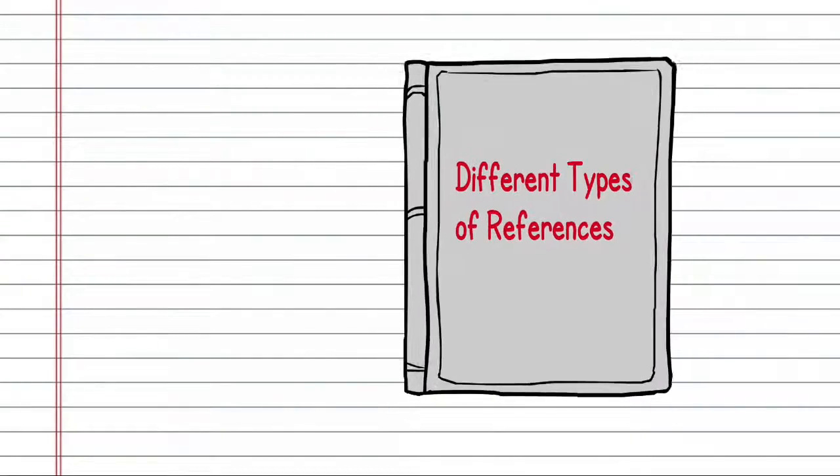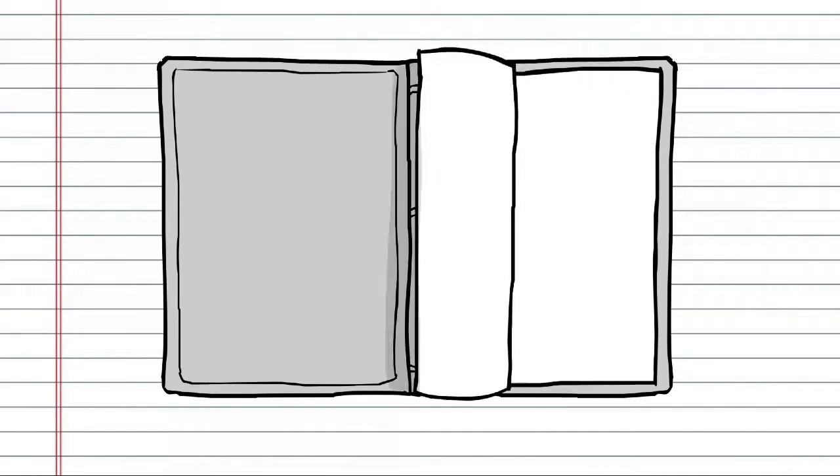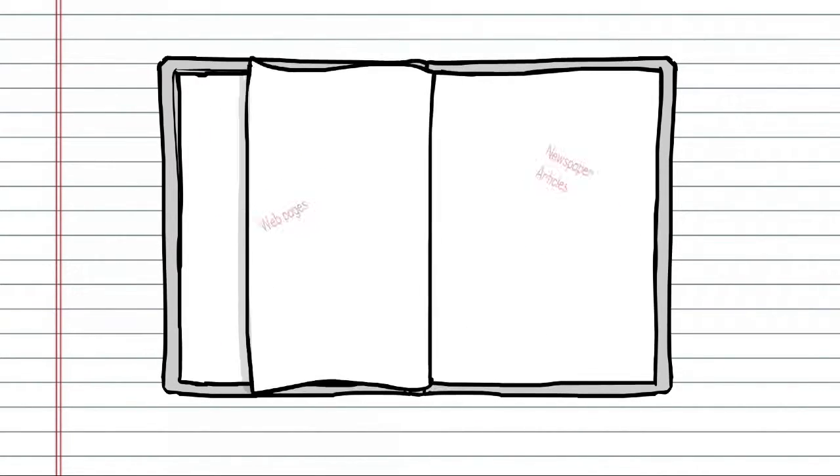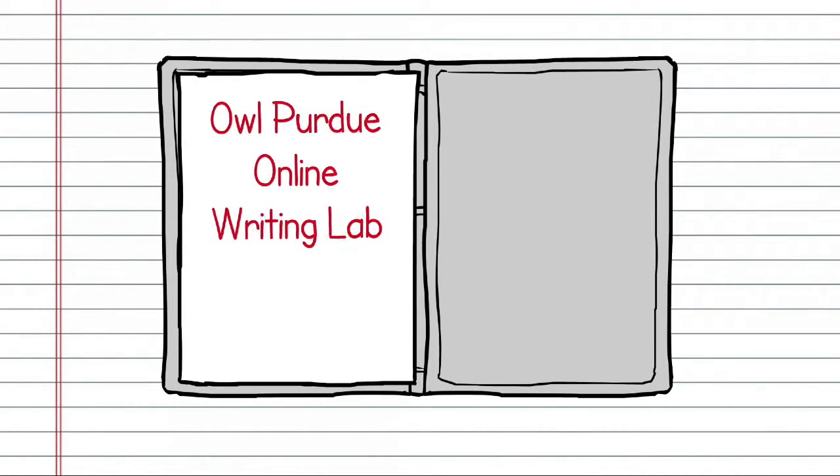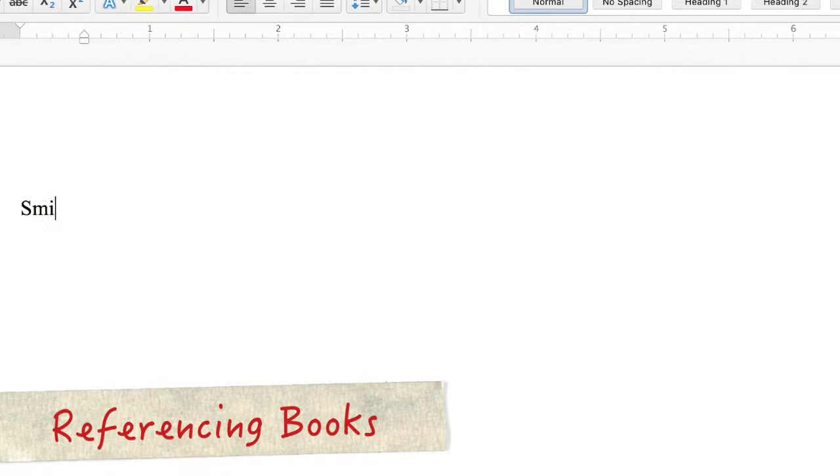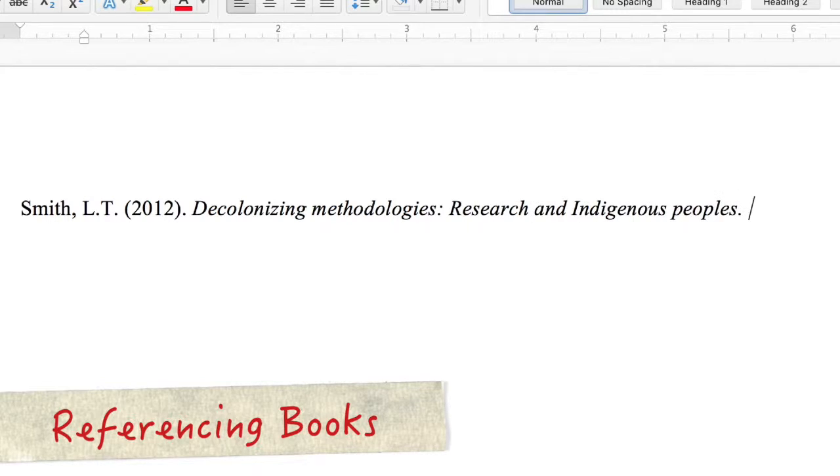Coming up are some basic examples of different types of references, but you can find more detailed information for how to reference different source types on the OWL Purdue Online Writing Lab website. Books are cited with the author's last name, a comma, their initials with a period after each one, the year of publication in parentheses, followed by a period, the title of the work in italics, a period, the location of the publisher, a colon, the publisher's name, and then a period.